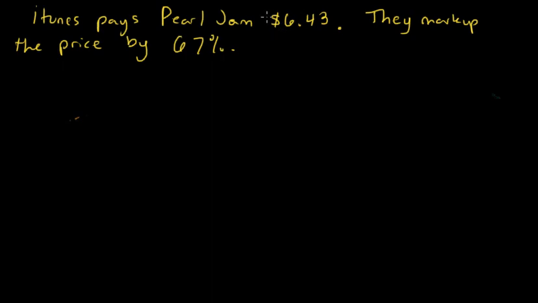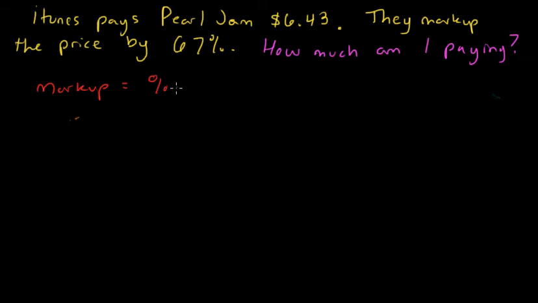So what we want to know, as a consumer, as somebody who's going to buy the new Pearl Jam album because you want to rock, is how much am I paying for this album? Well, let's work it out. So we can say the markup, let's use red, the markup is equal to the percent markup times the store's cost.